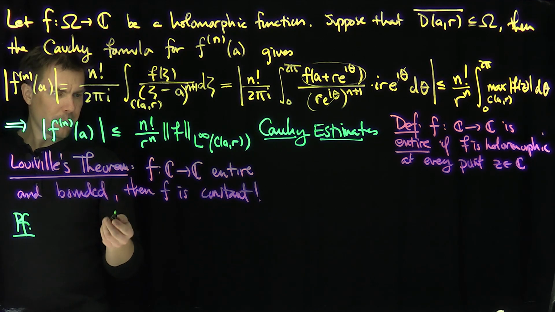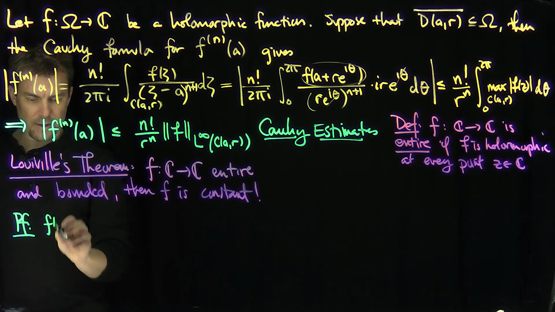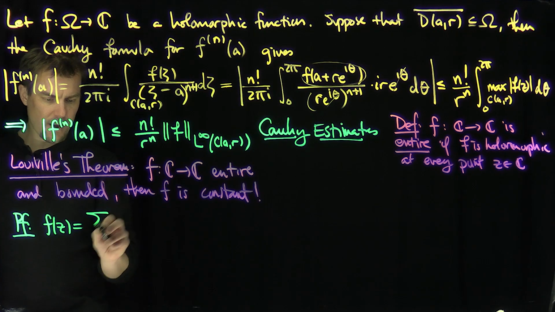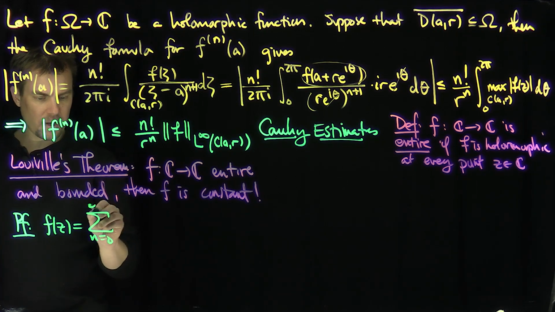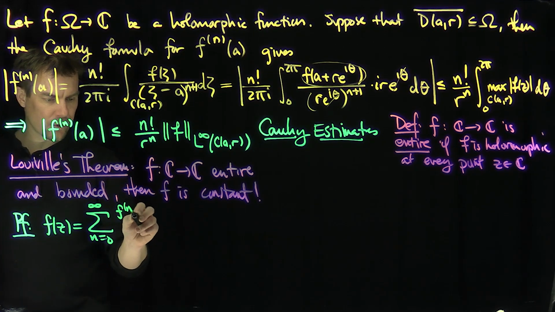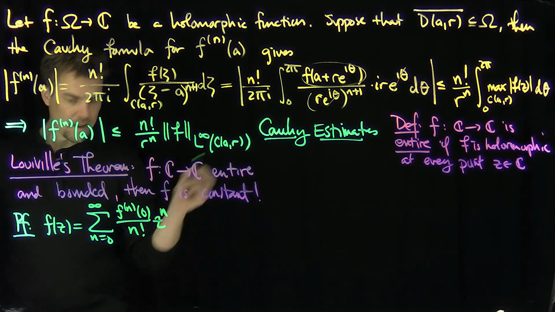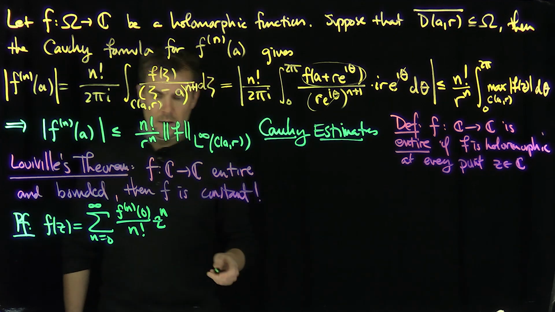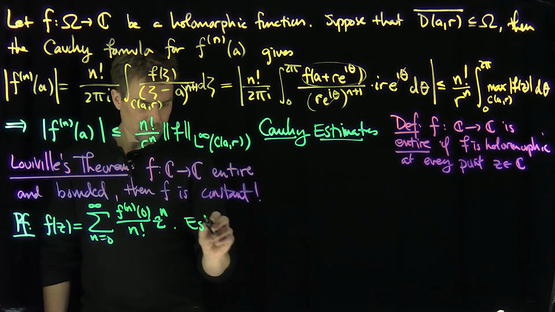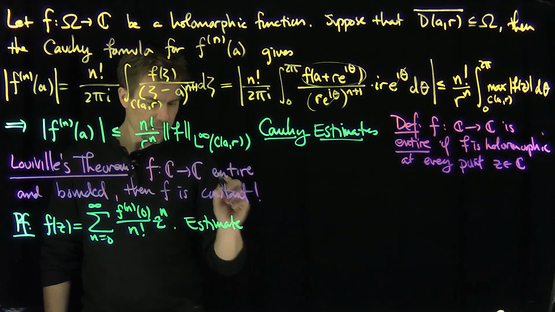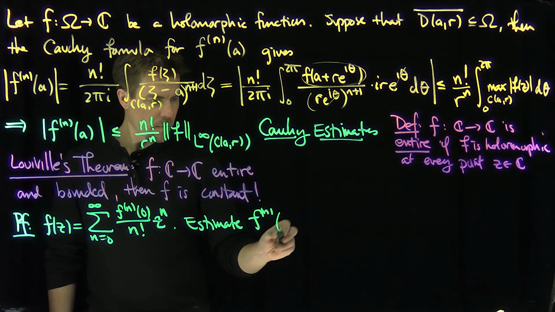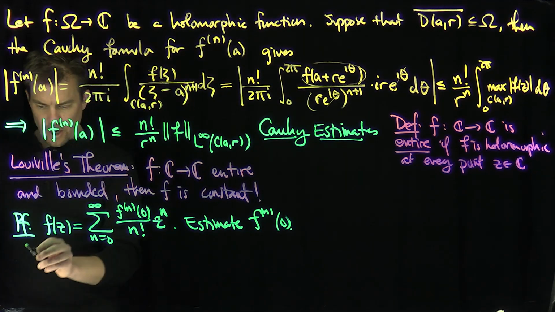So for any point, of course if f is entire, you can write f(z) as the sum, n goes from 0 to infinity. It's entire, so its Taylor series at the origin is valid everywhere. Okay, beautiful. And now estimate f^(n)(0).